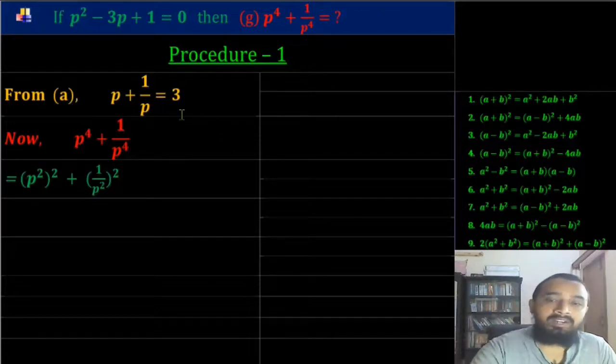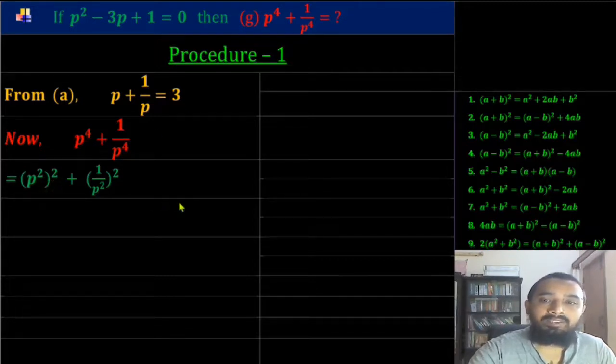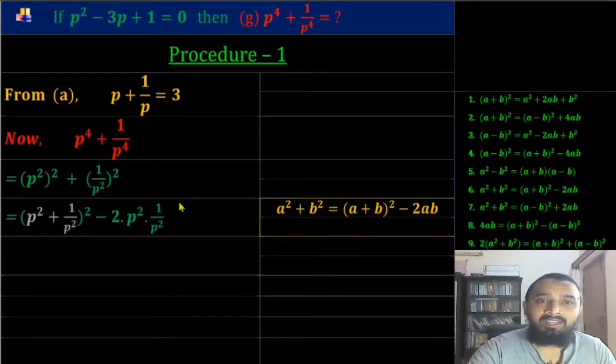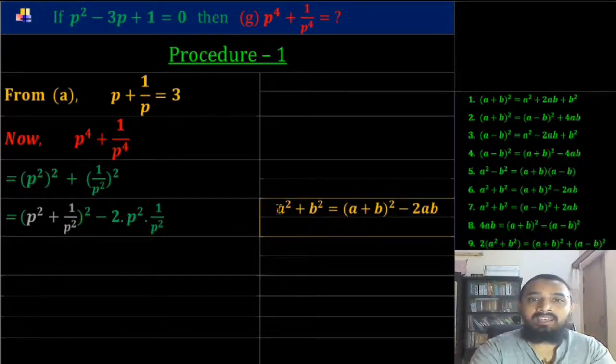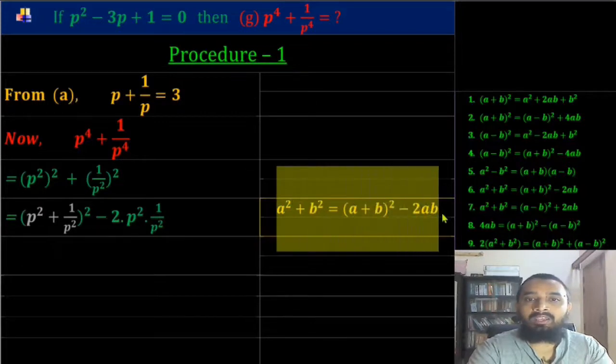Okay, let us move forward. If we apply the corollary, p plus 1 by p whole square minus twice p into 1 over p, here you can see p square plus 1 by p square whole square minus twice p square into 1 by p square. As a side note, a square plus b square is equal to a plus b whole square minus twice ab.